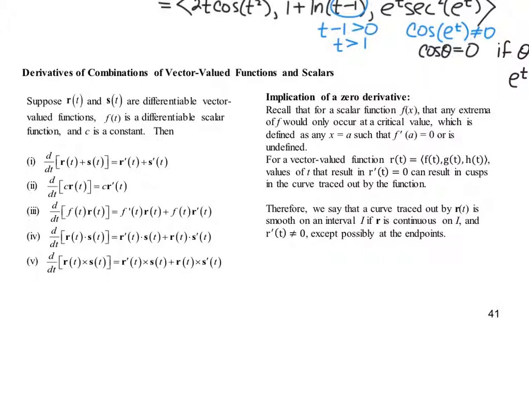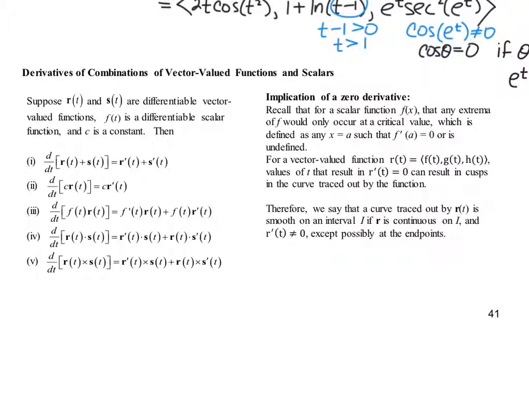It's very rare that I include full-blown text like this, but aside from an introductory thing, this is very important. Recall that for a scalar function, any extrema of f would only occur at a critical value, which is defined as any x equals a, such that f prime of a equals 0 or is undefined. That's the first derivative test from Calc 1. If you're ever in doubt in Calc 1, you take the derivative, set it equal to 0, and solve. The one drawback is that sometimes you can get a critical value where it's undefined, like if there was a cusp. So it's a little bit of a tricky situation.